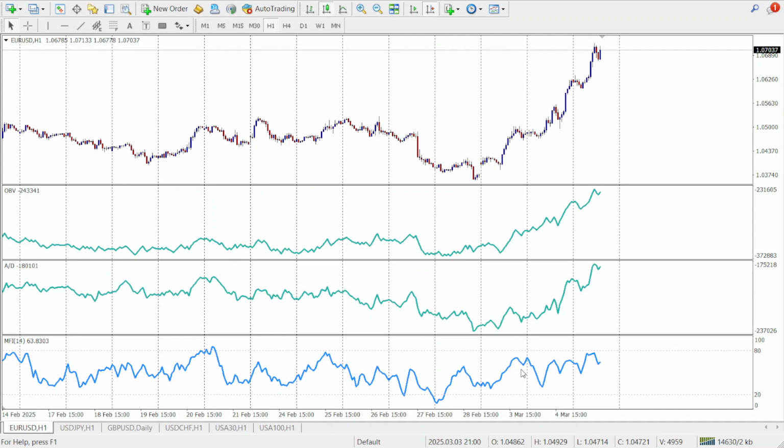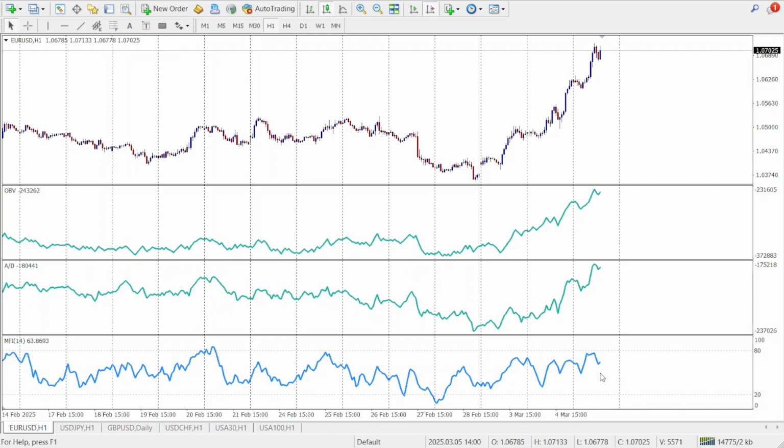Okay, it is calculated by multiplying the typical price, which is the average of the high, low, and close, by volume for each period. Okay, so the result is then used to create an index that ranges from 0 to 100. A reading above 80 suggests that the asset is overbought, while a reading below 20 indicates that the asset is oversold. So when do you use the MFI?